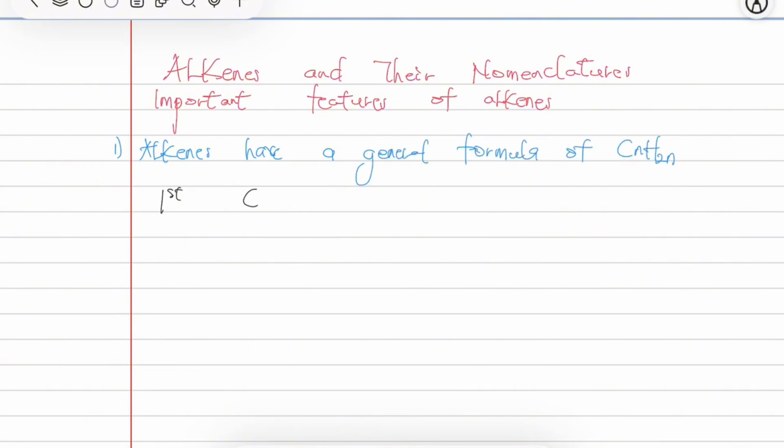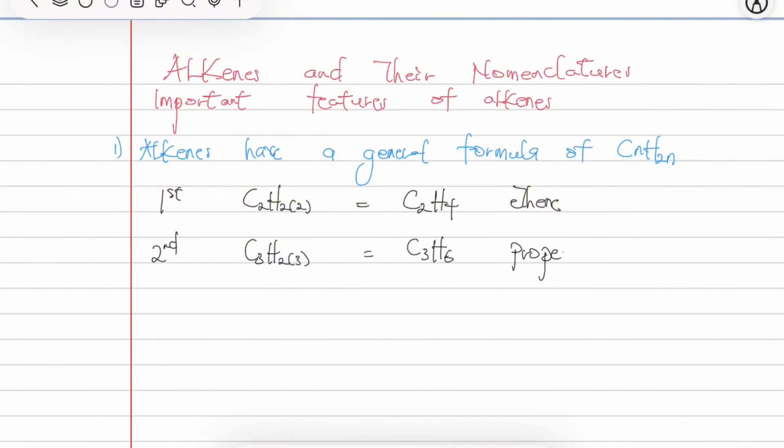For alkenes, the first member starts with carbon 2. If you substitute into the general equation, you have the first member to be C2H4, which corresponds to ethene. The second member is C3H6, which corresponds to propene. And the third member is C4H8, which corresponds to butene.